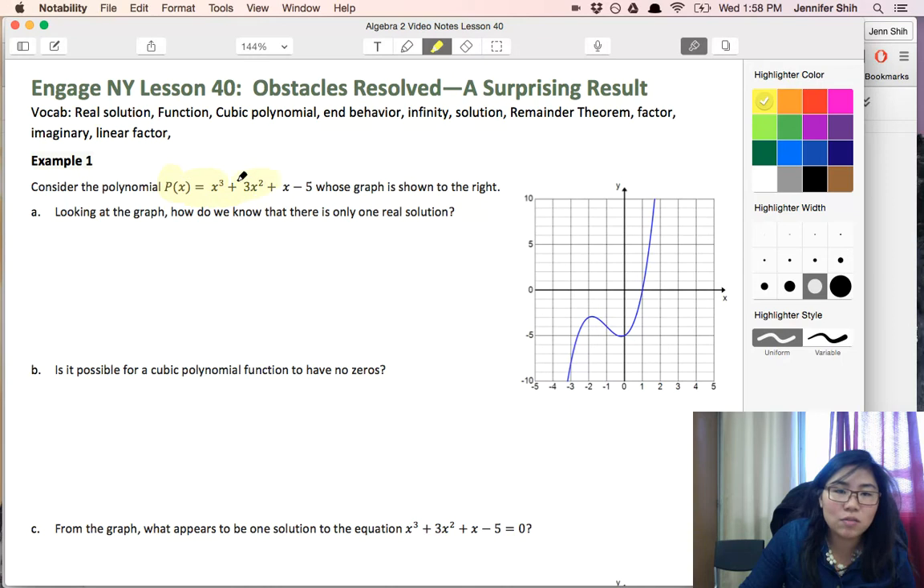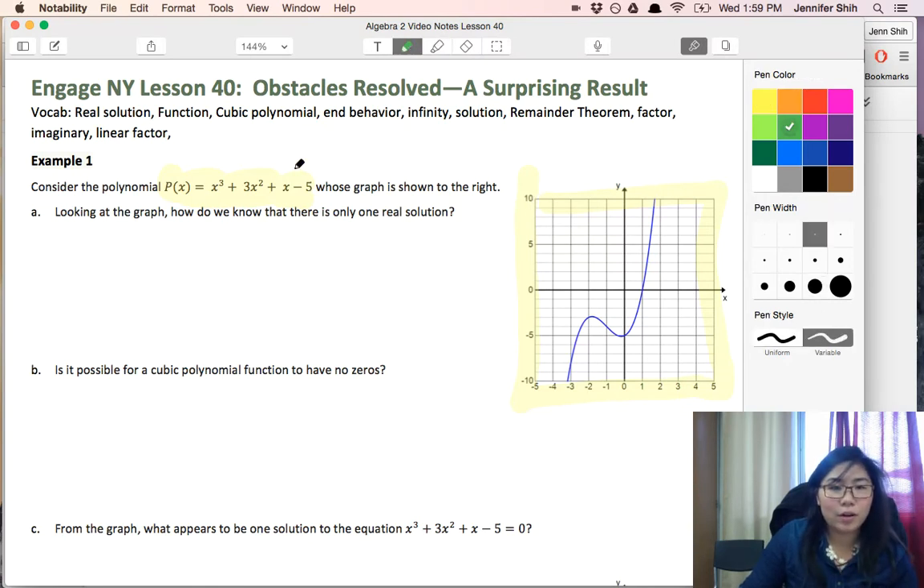So if you don't have the notes printed out, the most important thing you can write down is this function here. P of x is equal to this cubic function, and then also sketch this graph. And as the video goes on, the graph should just reappear every time we move the screen. So you will not be missing the graph at all.